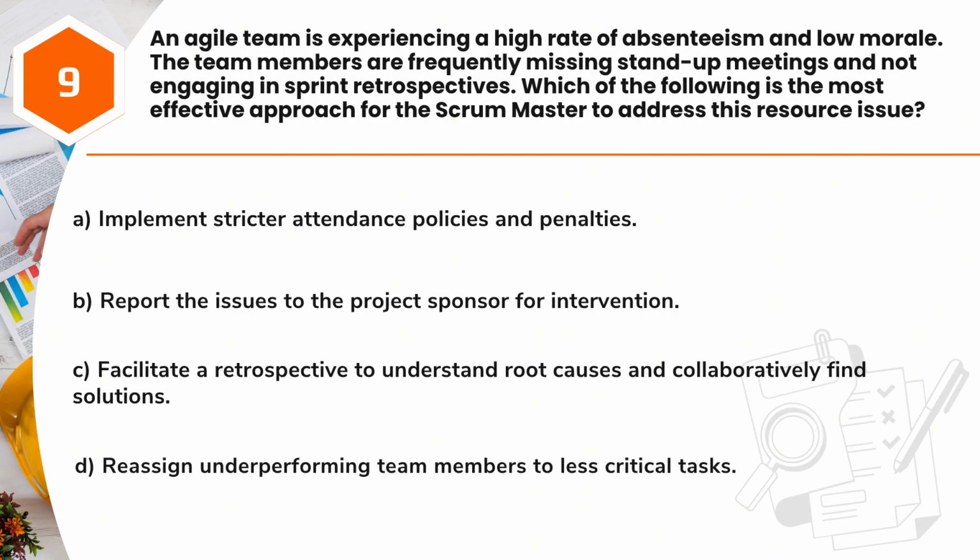Question 9. An Agile team is experiencing a high rate of absenteeism and low morale. The team members are frequently missing stand-up meetings and not engaging in sprint retrospectives. Which of the following is the most effective approach for the Scrum Master to address this resource issue? A. Implement stricter attendance policies and penalties. B. Report the issues to the project sponsor for intervention. C. Facilitate a retrospective to understand root causes and collaboratively find solutions. D. Reassign underperforming team members to less critical tasks.